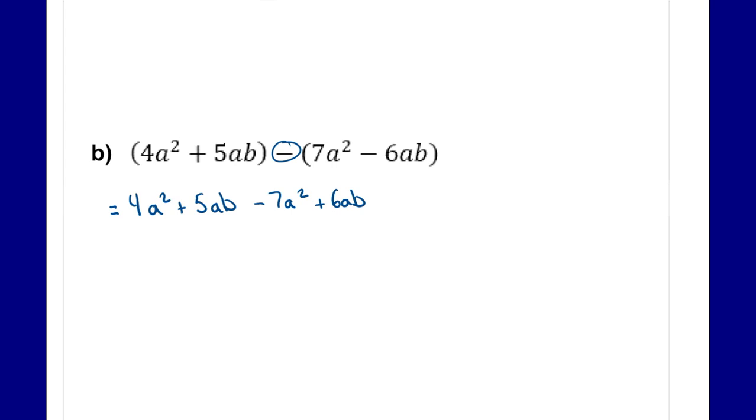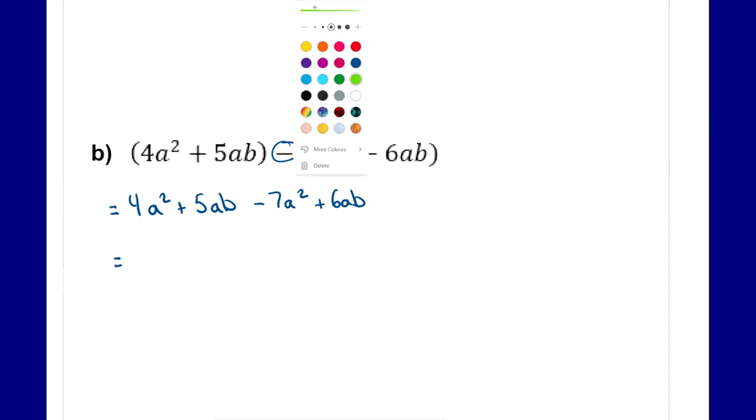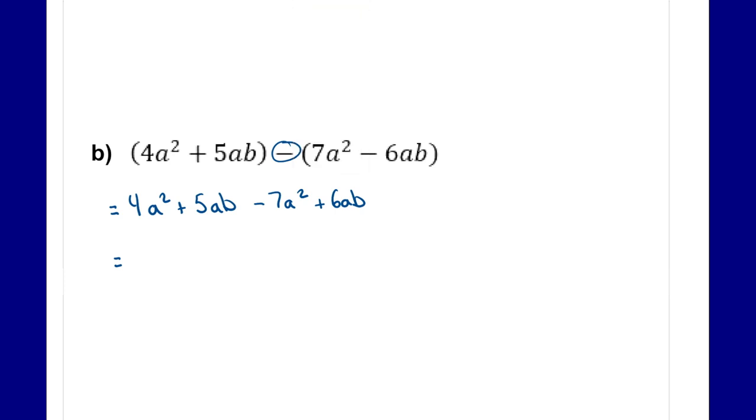A way you can think of it as well is that the subtraction is applying to both the terms inside the brackets. So subtracting a positive 7a squared is the same thing as just saying minus 7a squared. If we're subtracting a negative 6ab, it's the same thing as saying adding 6ab. Now I can go through and collect my like terms. So if I look through for terms that have the same variable and exponent, I have 4a squared and negative 7a squared. I have 5ab and 6ab.